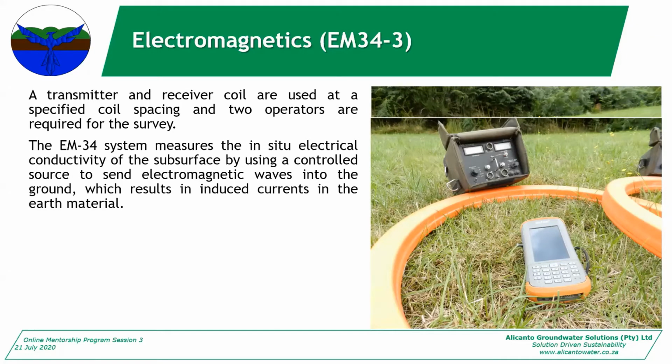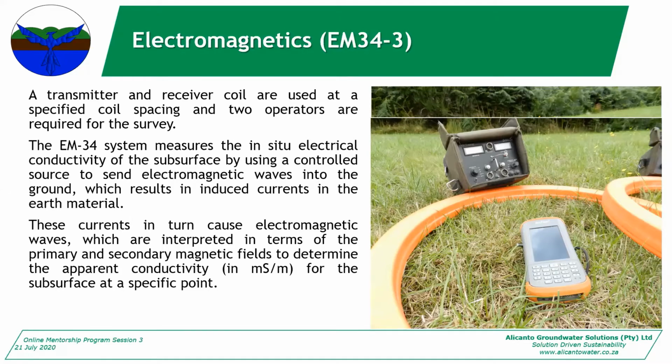So the EM34 measures the in-situ electrical conductivity of the subsurface by using a controlled source to send electromagnetic waves into the ground, which then results in induced currents in the earth materials. These in turn cause electromagnetic waves, which are interpreted in terms of the primary and secondary magnetic fields to determine the apparent conductivity in millisiemens per meter for the subsurface at a specified point. Is everybody sort of with me up till now?